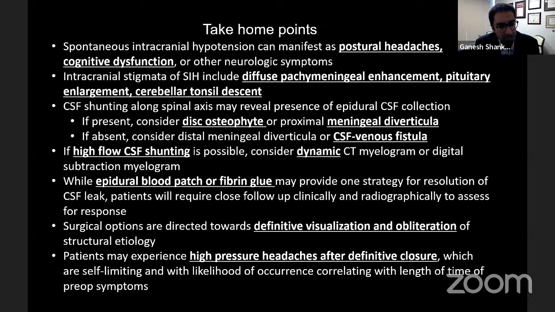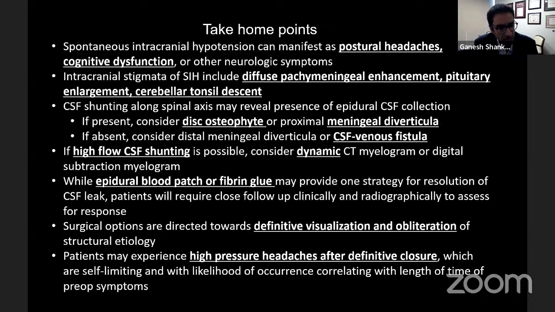The surgical options are directed towards definitive visualization and obliteration of the structural etiology. As I showed, it's either just completely taking out the facet to visualize the entirety of that nerve root and the associated venous plexus. It could require completely obliterating the nerve root that's associated with the meningeal diverticula.